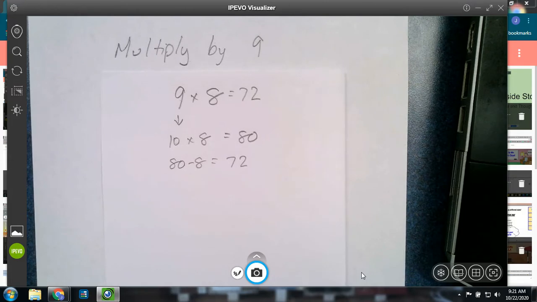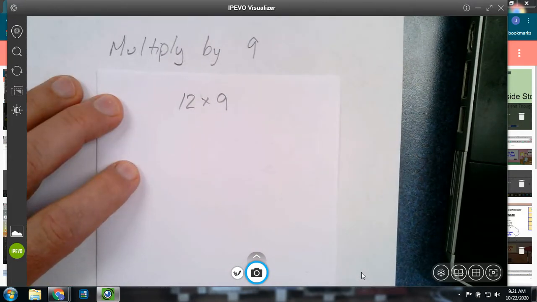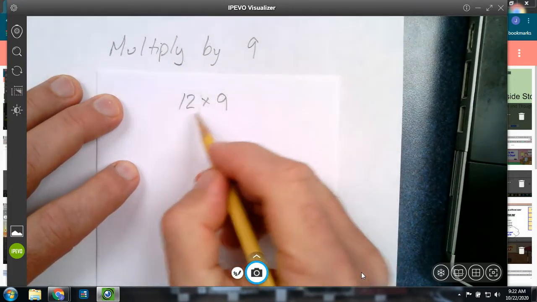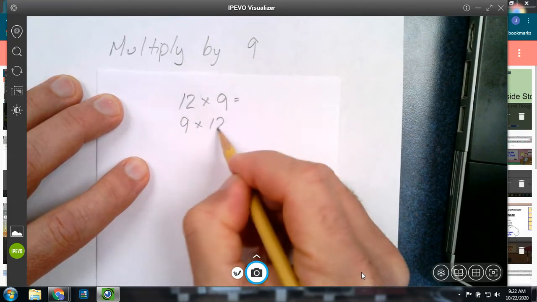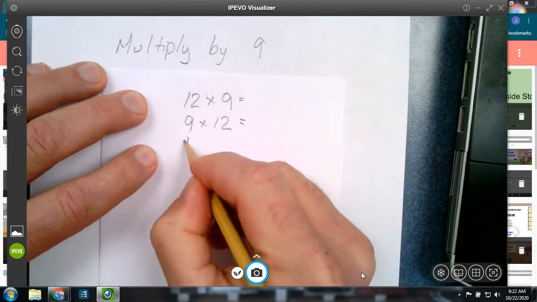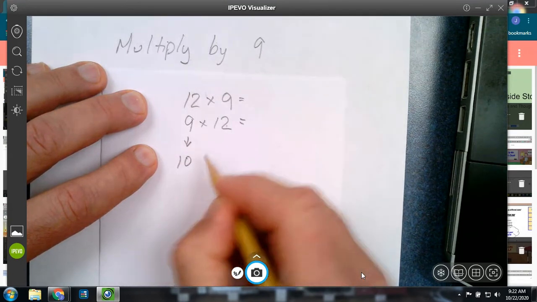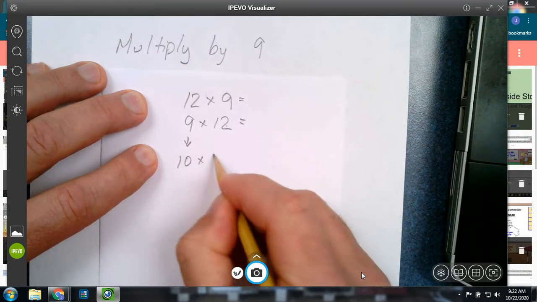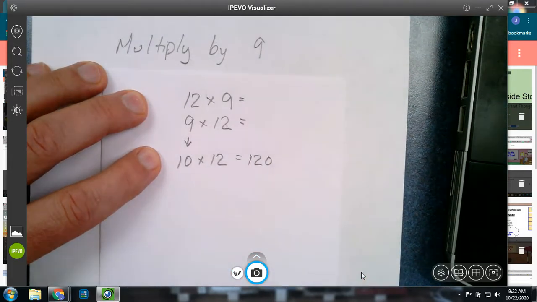And that strategy even works for larger numbers. Let's say I wanted to multiply 12 times 9. Now, I might not know my 12s, but I can use the commutative property to change this into 9 times 12, if that makes it easier for me to think about. And then, instead of 9 sets of 12, I'm going to change it into 10 groups of 12. And 10 times 12 is 120.